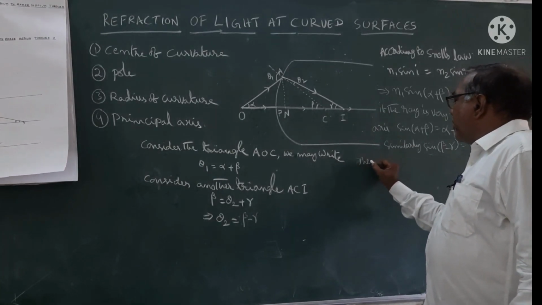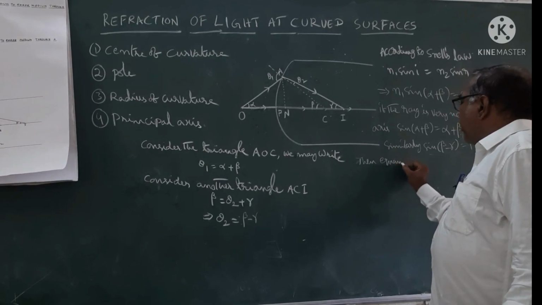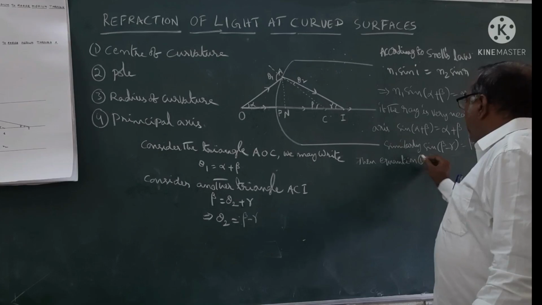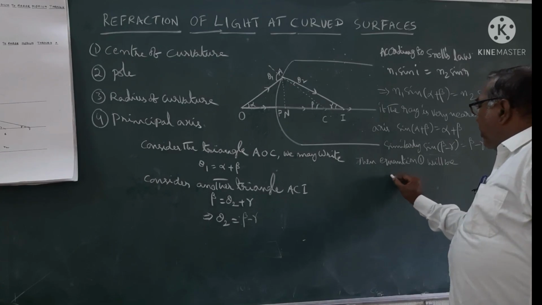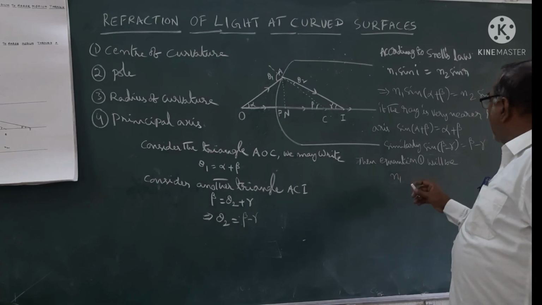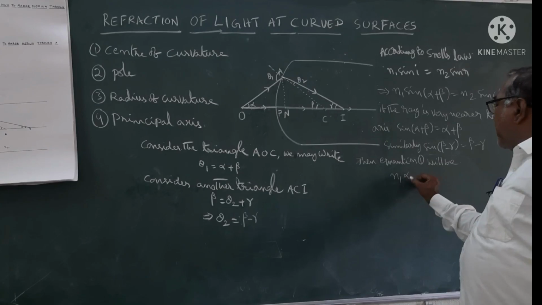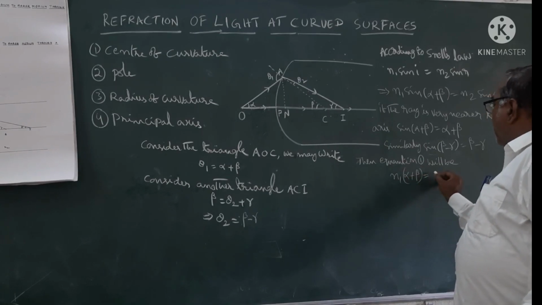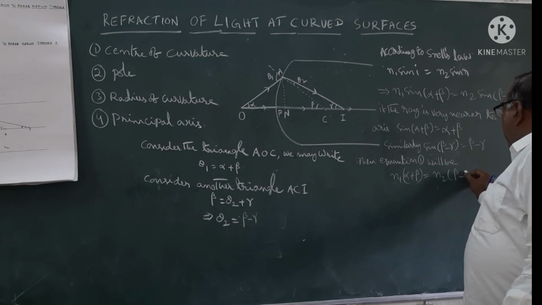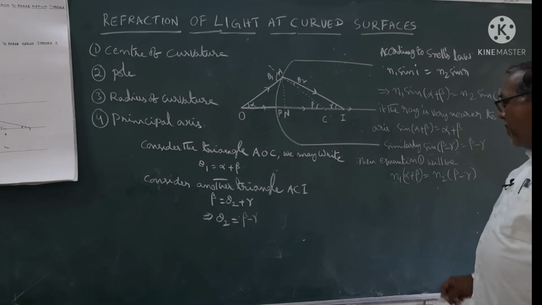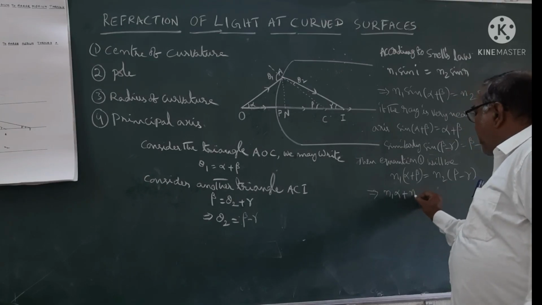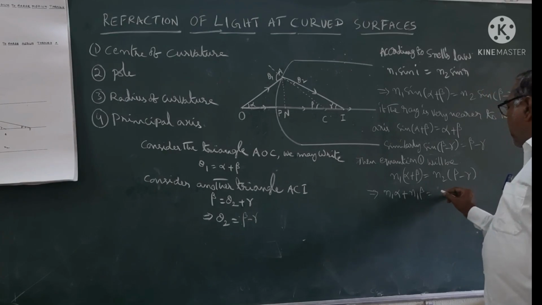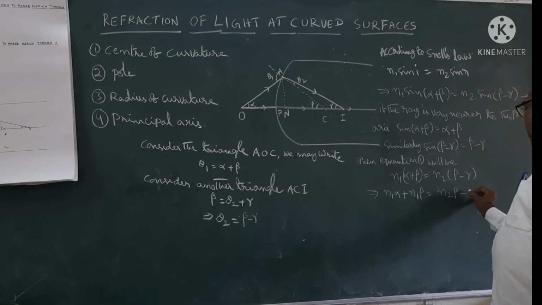Then equation 1 will be N1 into alpha plus beta is equal to N2 into beta minus gamma, which implies N1 alpha plus N1 beta equal to N2 beta minus N2 gamma.